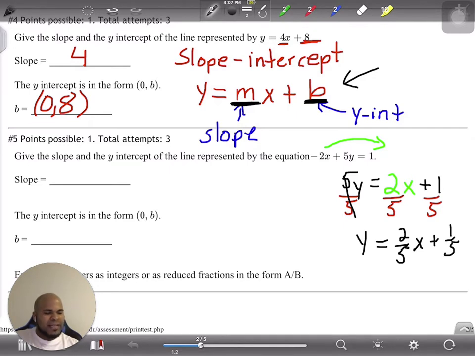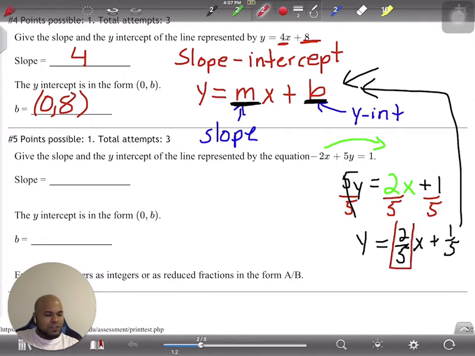Now you have fractions, but fractions are good, right? Fractions are good because the slope is rise over run. So there's nothing wrong with that. But is this in the slope-intercept form? Yes, it is. So you can automatically take whatever the coefficient of x is, which in this case is 2/5, and that's my slope. And the y-intercept is 1/5.